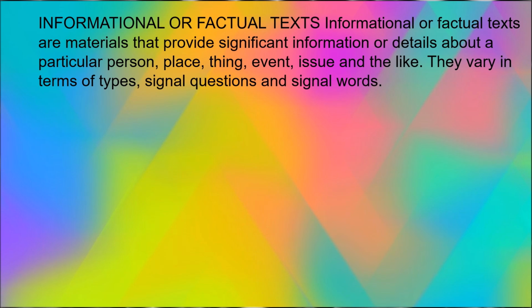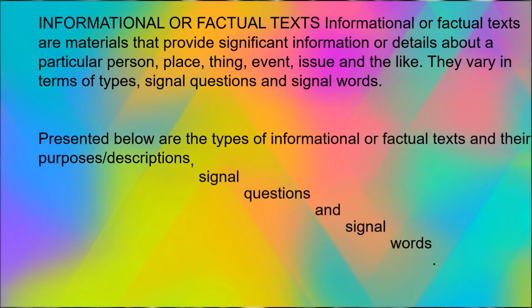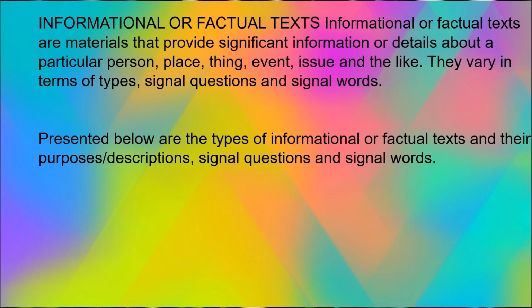Now for the informational or factual text, these are the materials that provide significant information or details about a particular person or place or thing, event, issue, and the like. And they vary in terms of types, signal questions, and signal words. Okay? So, presented below are the types of informational or factual text and their purposes or descriptions, the signal questions, and signal words.